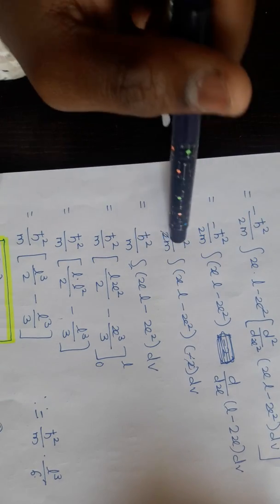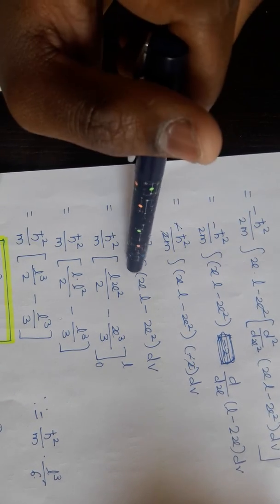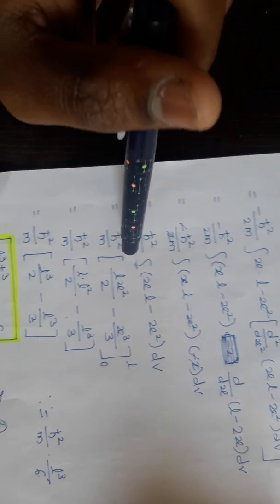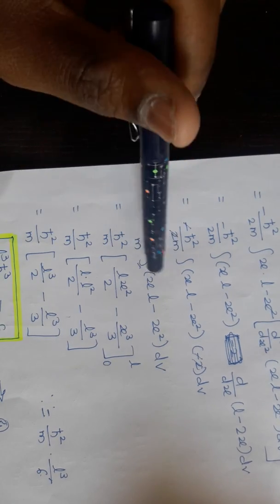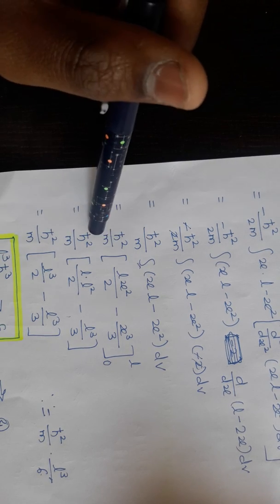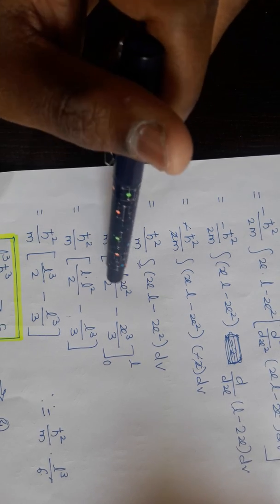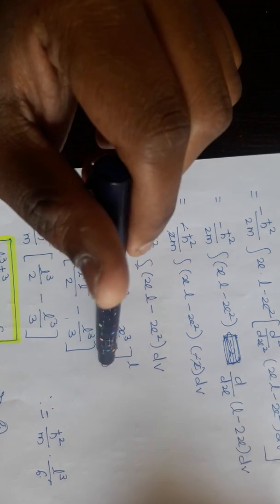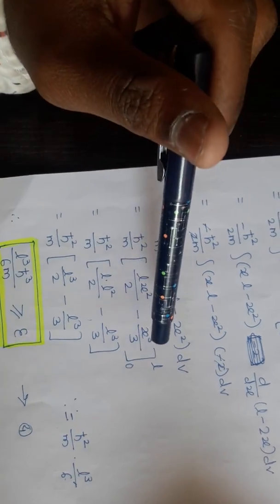Now the next term is h cross square upon m times the integral of xL minus x square, into dv. Now we have to solve this integration: h cross square upon m into (L x square upon 2 minus x cube upon 3), integrated from 0 to L. This is the equation.